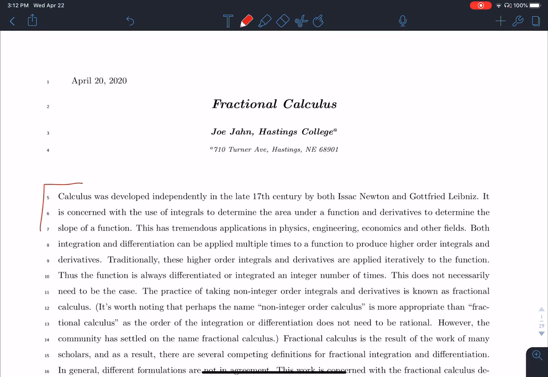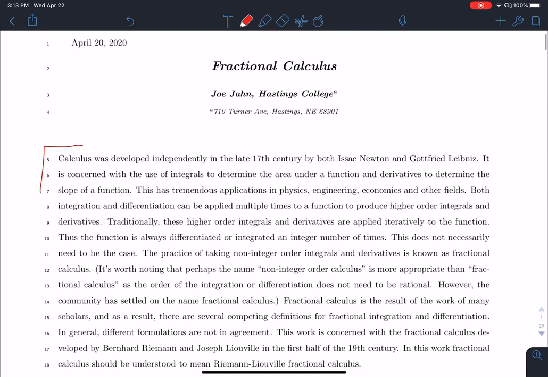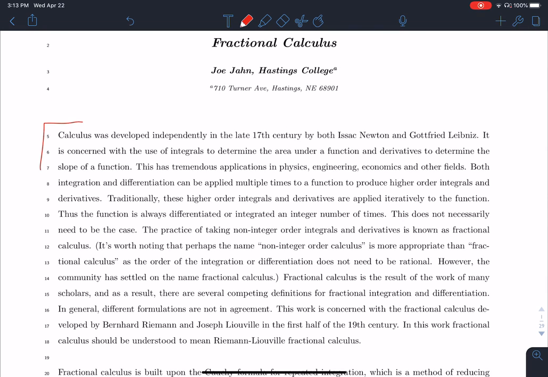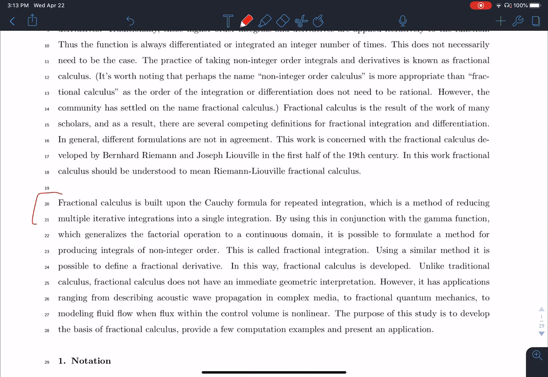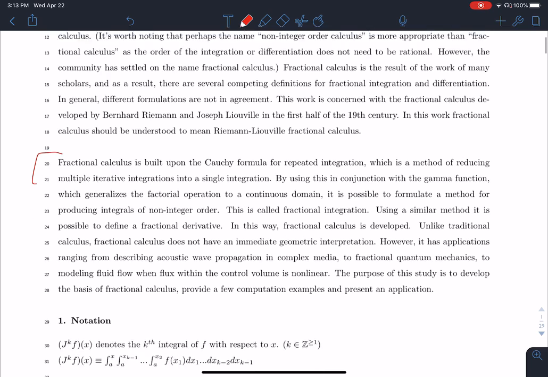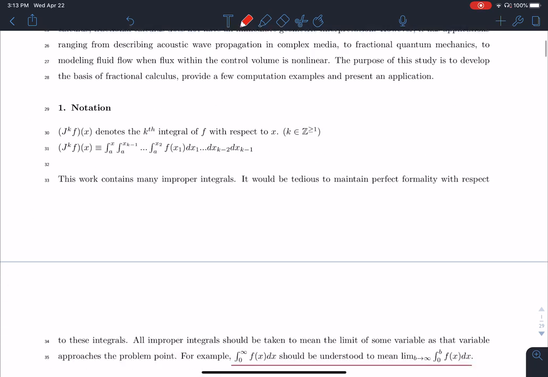Okay, so this first paragraph is talking about traditional calculus and saying why it would be nice to have a fractional calculus. This second paragraph briefly outlines how we construct a fractional calculus, but I'm going to show that to you, so don't worry about it too much.